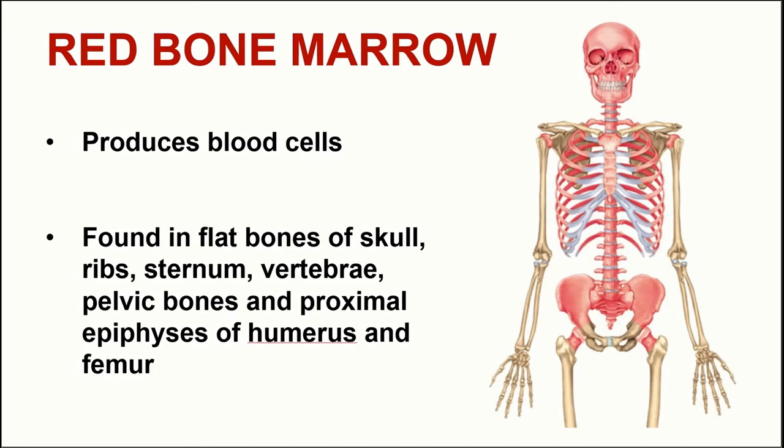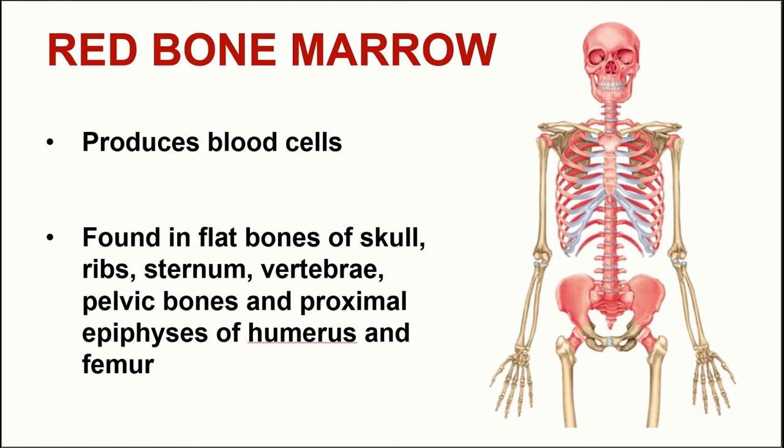Now, also within the spongy bone of certain types of bones, because we just talked about yellow bone marrow, we see another type of bone marrow called red bone marrow. Red bone marrow's job is to produce blood cells. So this is the place where we see red blood cells and a number of white blood cells being produced as well. And so red bone marrow's job is to make blood cells.